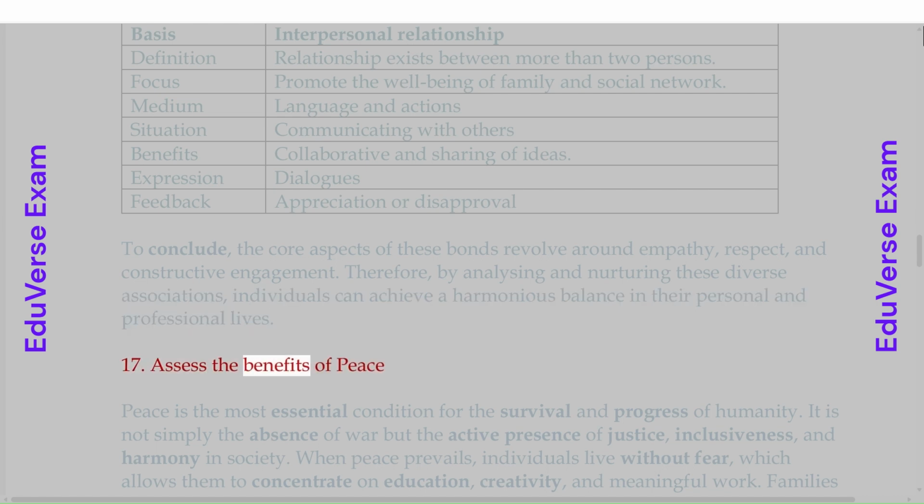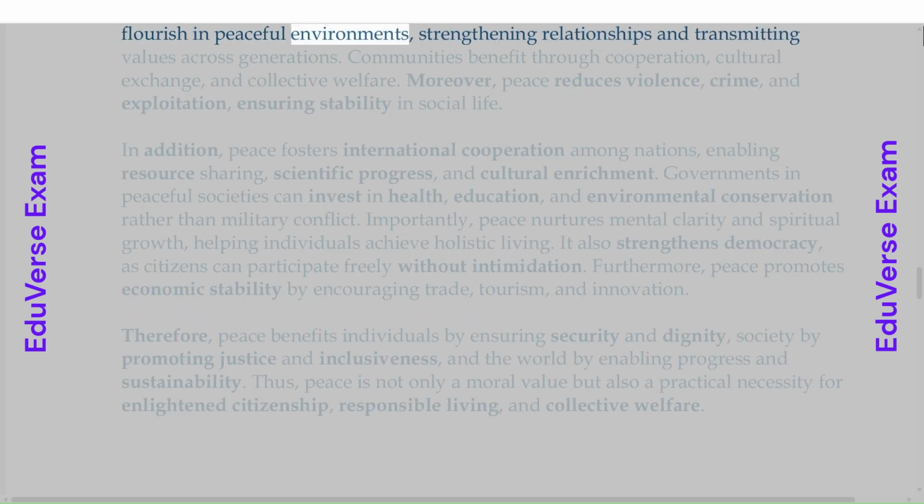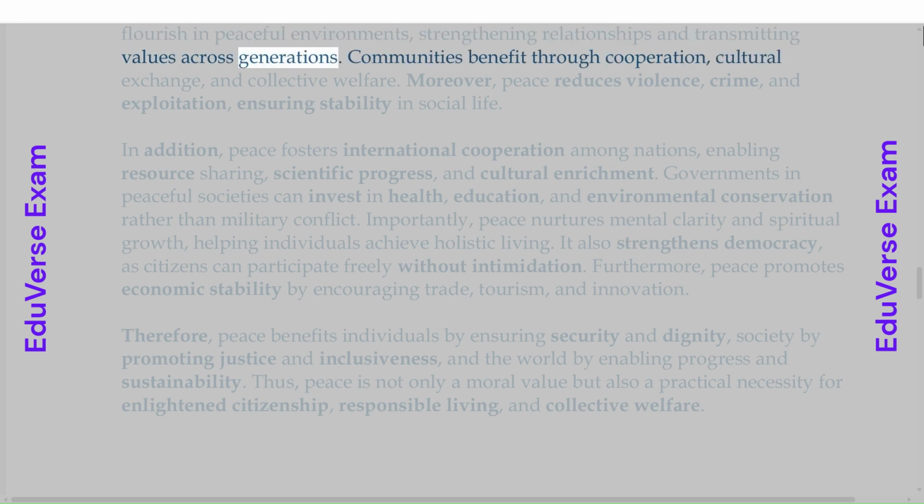17. Assess the benefits of peace. Peace is the most essential condition for the survival and progress of humanity. It is not simply the absence of war but the active presence of justice, inclusiveness, and harmony in society. When peace prevails, individuals live without fear, which allows them to concentrate on education, creativity, and meaningful work. Families flourish in peaceful environments, strengthening relationships and transmitting values across generations.